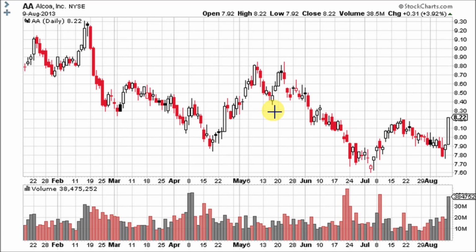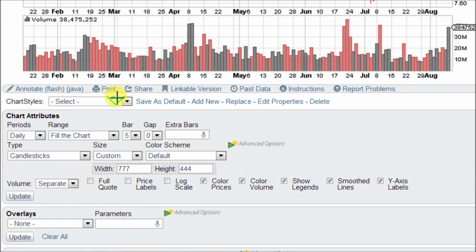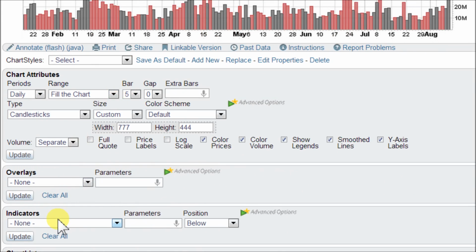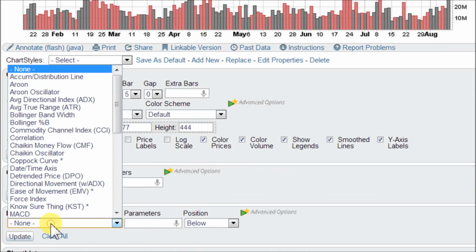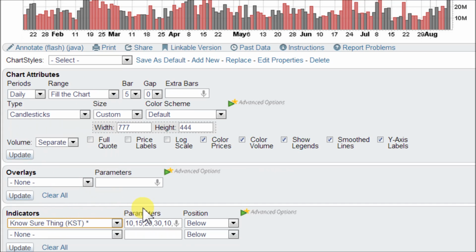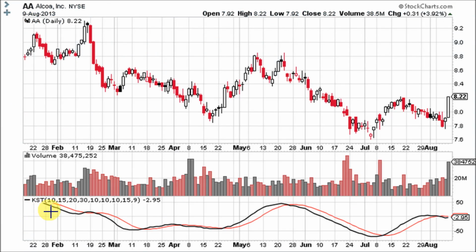So let's go ahead and load up KST on this chart for Alcoa AA here at stockcharts.com. Scroll down to the bottom of the chart attributes area, and in the indicators, click on that box, and right here is No Sure Thing. Now remember that it's 4 different rate of change values that are combined to smooth out. You can't see the settings all here, so let's just go ahead and click Update. And as you can see, rate of change is set at 10, 15, 20, 30, 10, 10, 10, 15 with the signal line at 9.